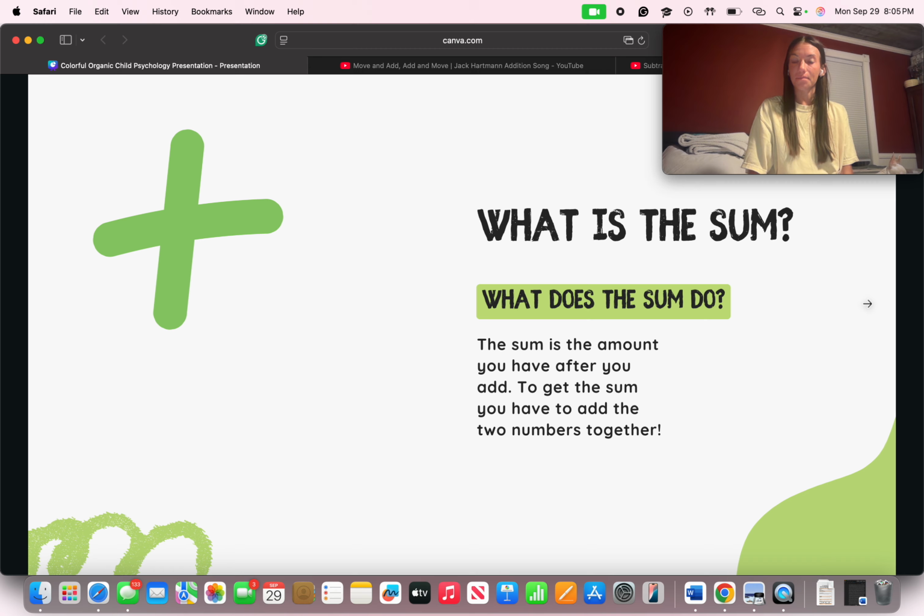What is the sum? What does the sum do? So, when we add, the sum is the amount you have after you add. To get the sum, you have to add two things or more together.